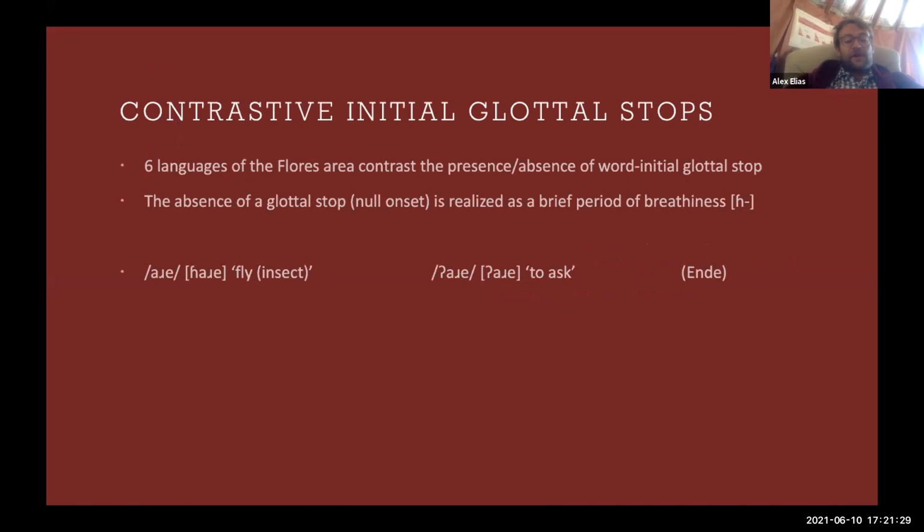So the absence of a glottal stop or a null onset is realized as a brief period of breathiness. So you have an example from Ende language, hage being a fly and age to ask. I'll play some native speakers minimal pairs later, so you can hear that better.